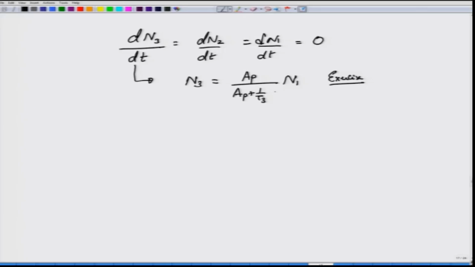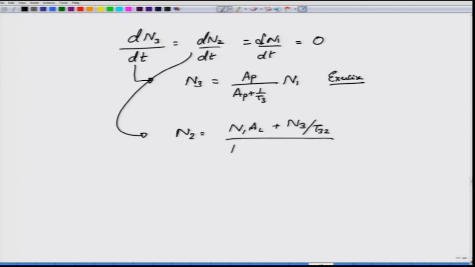So, that delta N, which is the population inversion, will be larger, and you can actually show by setting dN2 by dt equal to 0 that N2 is given by N1 AL plus N3 divided by tau 32, divided by AL plus 1 by tau 21. If there are no additional losses, then the total population density will be the sum of the population levels at levels 1, 2 and 3, and this should not change; this should remain constant.